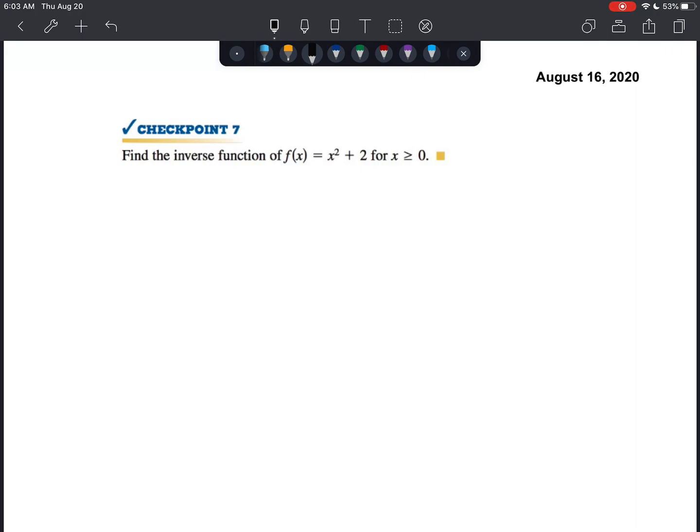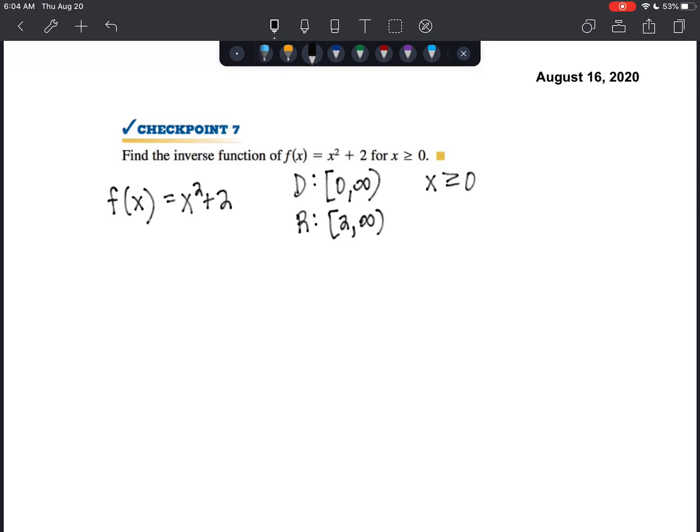So here we're given f of x equals x squared plus 2. And they're telling us the domain is 0 to infinity. So they're telling us x is greater than or equal to 0. We already know that the range is going to be 2 and higher. So y is going to be greater than or equal to 2. Let's find the inverse. So we have y equals x squared plus 2.